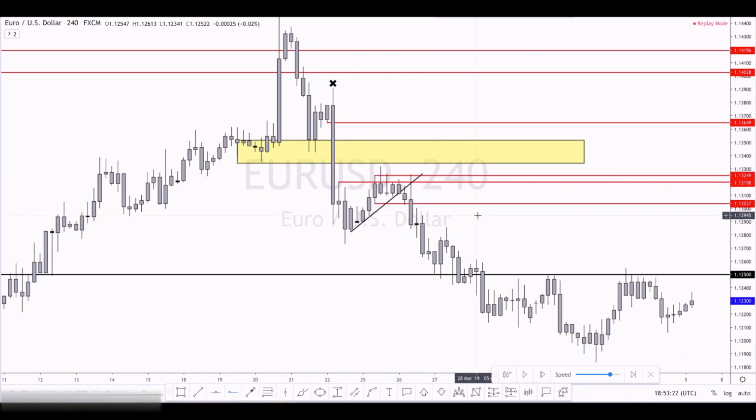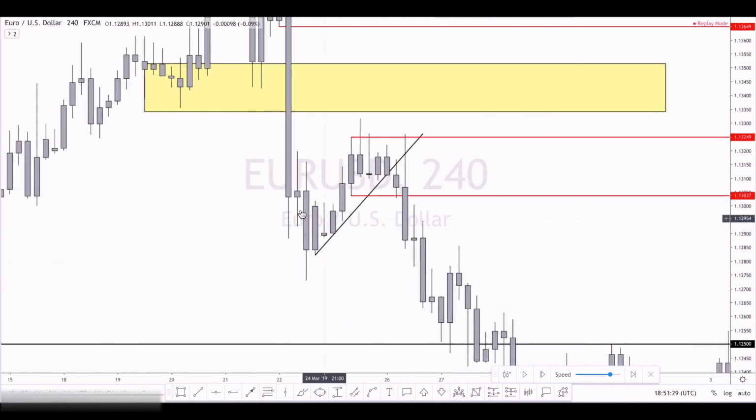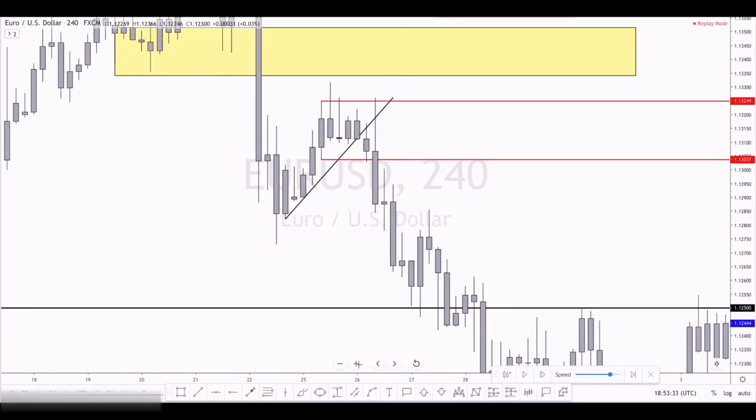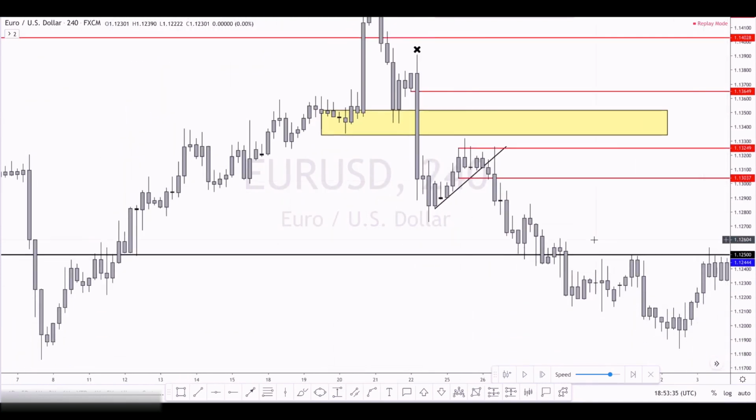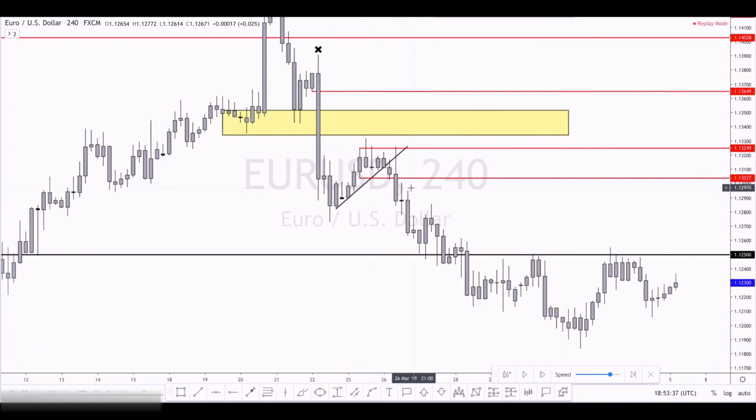So price gets very finite. So when we look at this little range here, like I said, I like to see price failing to move. When we get that breakout, then we can look for that short.